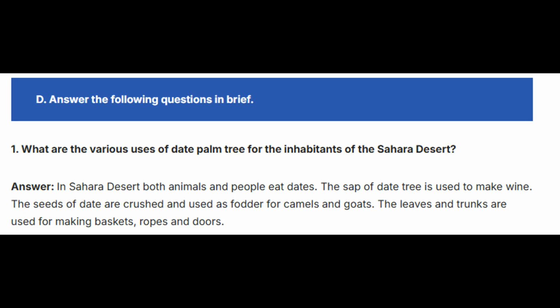D. Answer the following questions briefly. First, what are the various uses of the date palm tree for the inhabitants of the Sahara Desert? Answer, in the Sahara Desert, both animals and people eat dates. The sap of the date tree is used to make wine. The seeds of date are crushed and used as fodder for camels and goats. The leaves and trunks are used for making baskets, ropes, and doors.